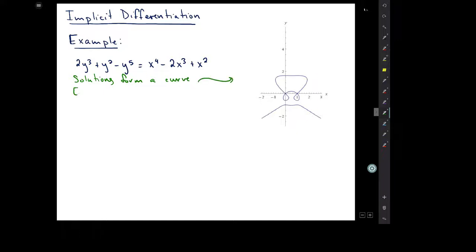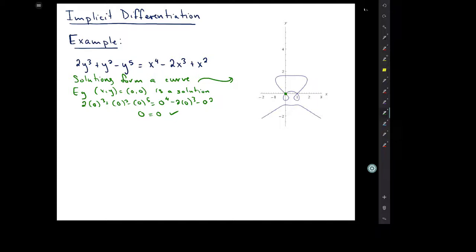So for example, if I take the point x comma y equals 0 comma 0, and I plug that in, I get 2 times 0 cubed plus 0 squared minus 0 to the fifth equals 0 to the fourth minus 2 times 0 cubed minus 0 squared. We get 0 equals 0. So this point x comma y equals 0 comma 0 is a solution. And here we see it over here, right there on the graph.